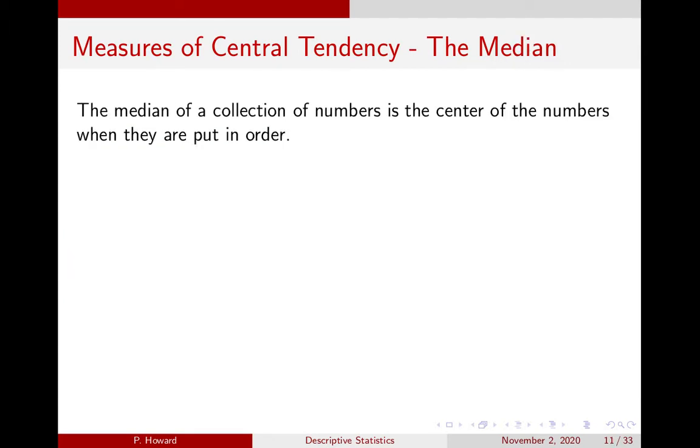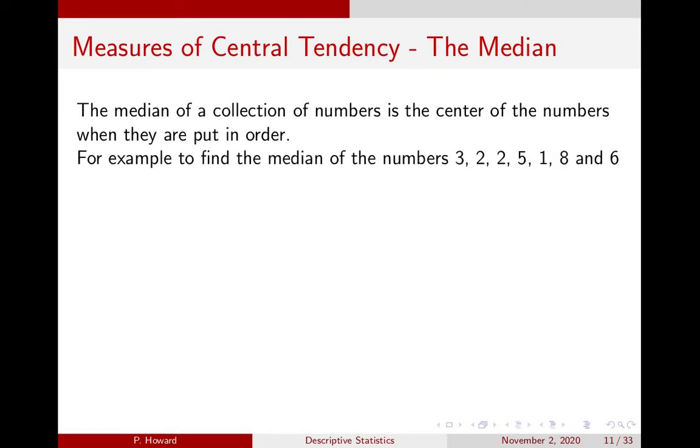Now we're looking at a second measure of central tendency called the median. The median of a collection of numbers is the center of the numbers when they are put in order. To make that more understandable, let's try this set of numbers: 3, 2, 2, 5, 1, 8, and 6. To find the median, we'll first put the numbers in order. That would be 1, 2, 2, 3, 5, 6, 8, and then we locate the central number.